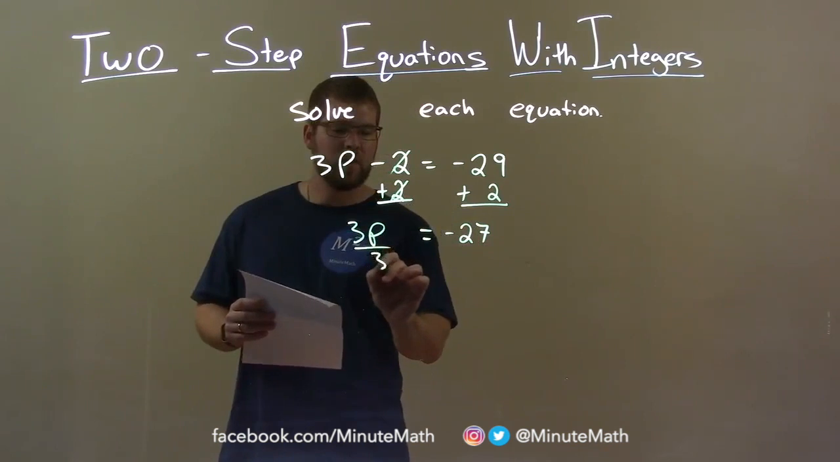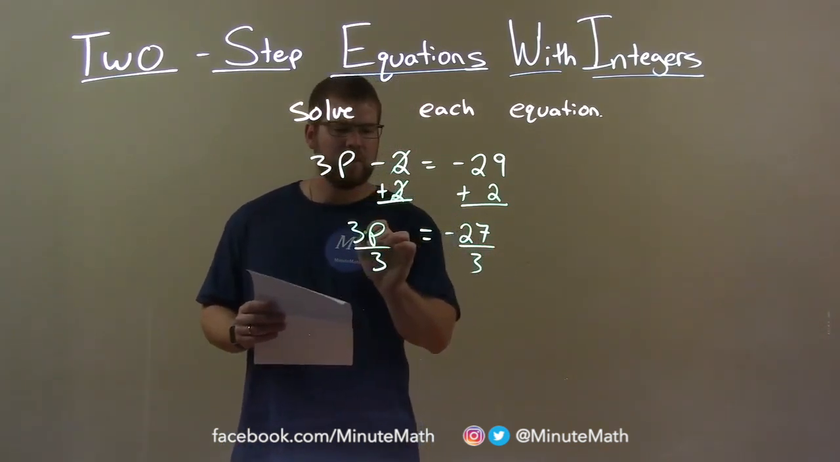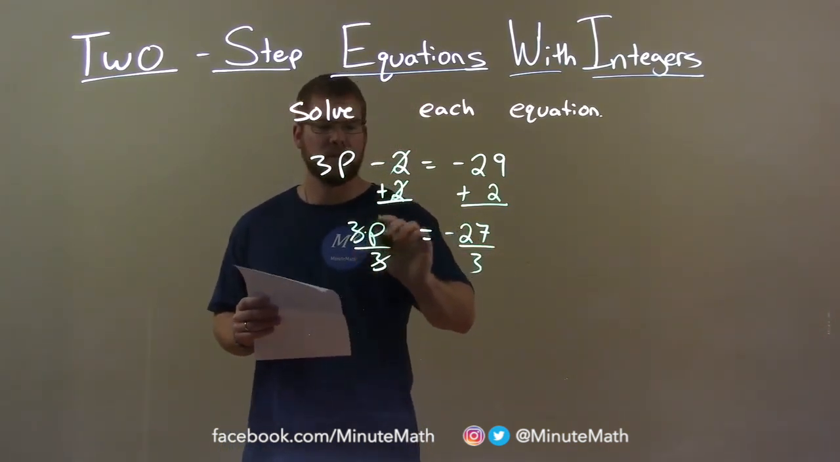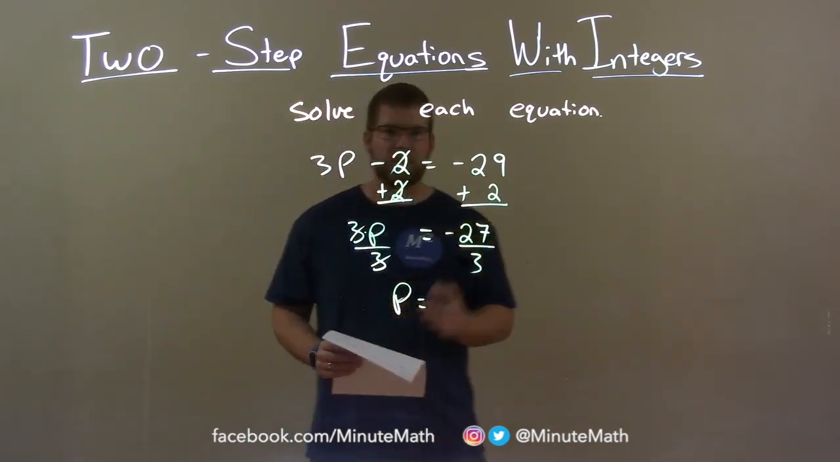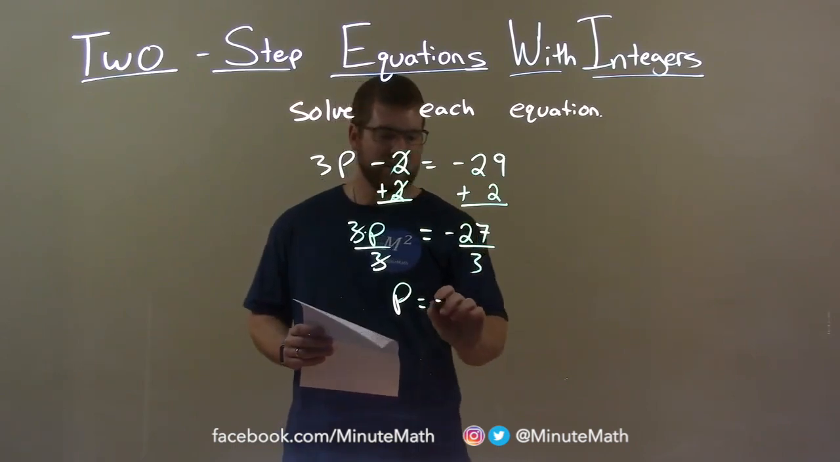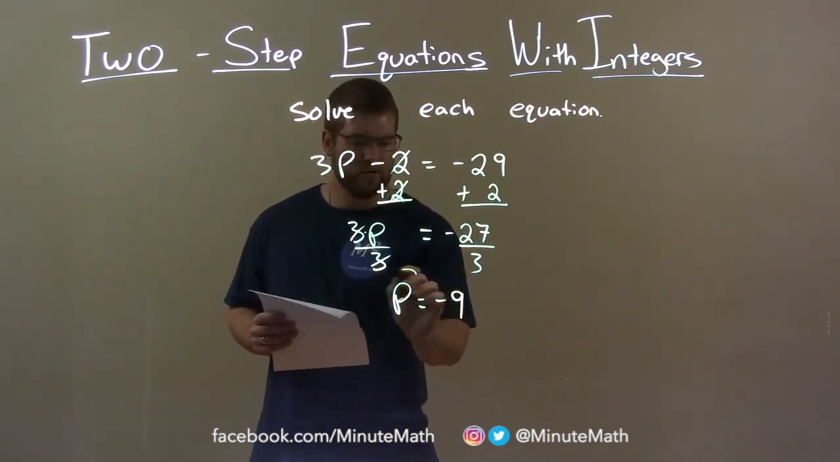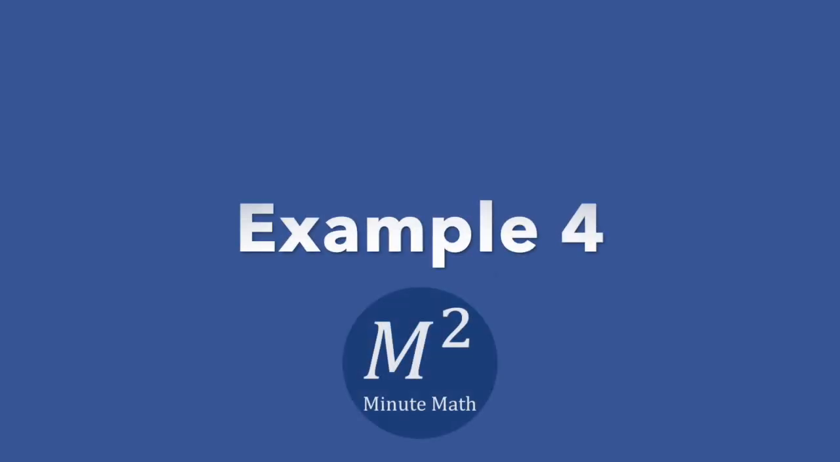Now we want to divide 3 to both sides because, well, 3p is really 3 times p. This gets the 3's to be canceled, getting p by itself, our ultimate goal. Negative 27 divided by 3 is negative 9. And so our final answer here is just p equals negative 9.